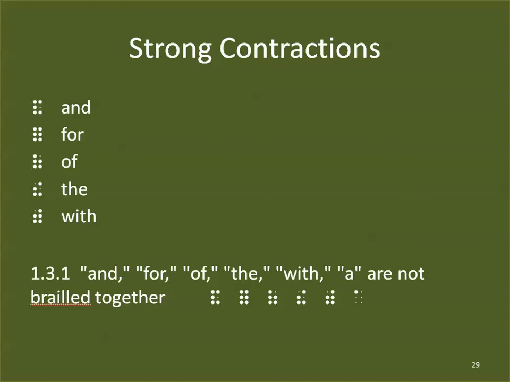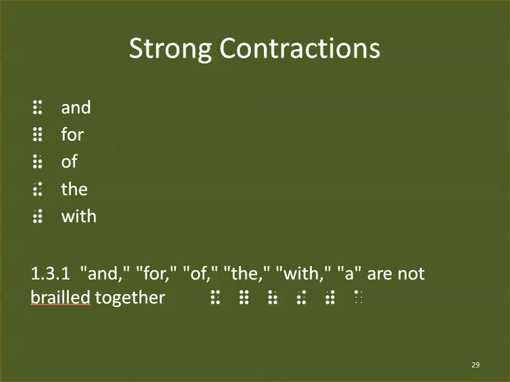The next category that's strong are what UEB specifically calls strong contractions. The contractions that we talked about before, up till now, they are strong. They are contractions that happen to be strong, but UEB calls strong contractions these 5. It's a little bit confusing. But these 5, and, for, of, the, with, have special rules pertaining to them.